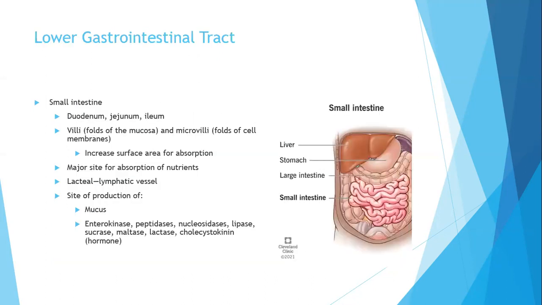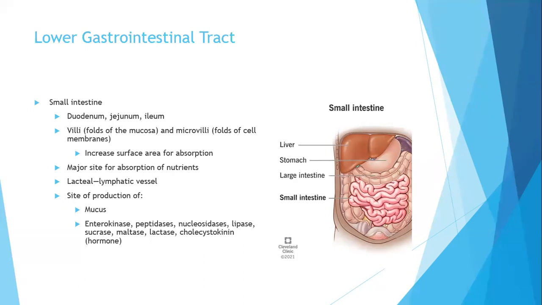So once we got out of the pancreas, out of the liver, we're into the small intestine. The 3 parts of the small intestine are the duodenum, the jejunum, and the ileum. All of the small intestine has all these folds of the mucosa on the inner layer that are called villi. And then microvilli are folds of the cell membranes of those individual mucosa cells. And the folds serve to increase the surface area for absorption.